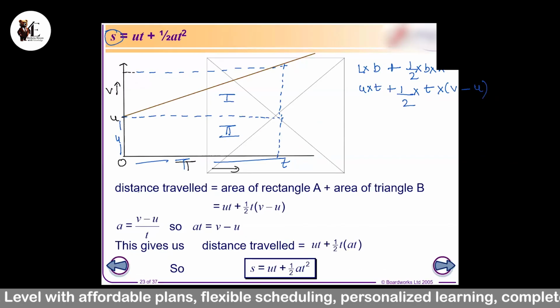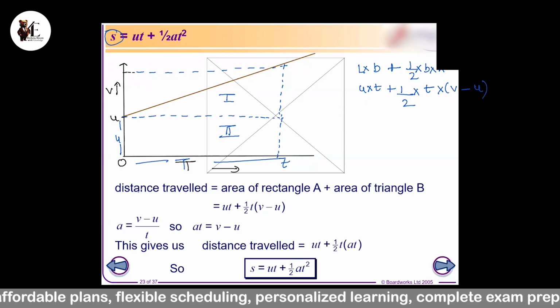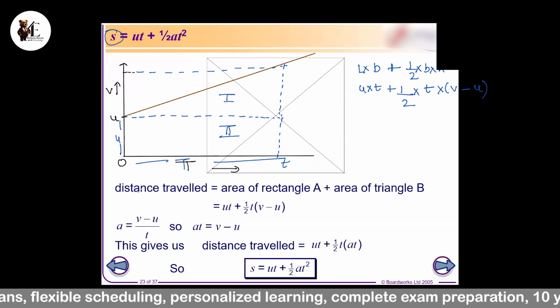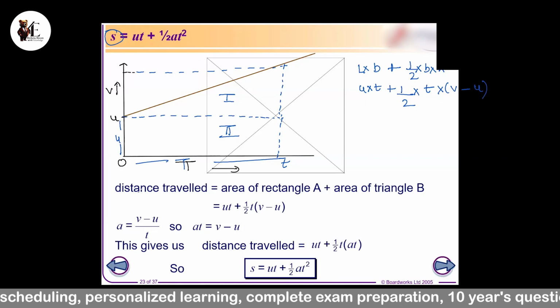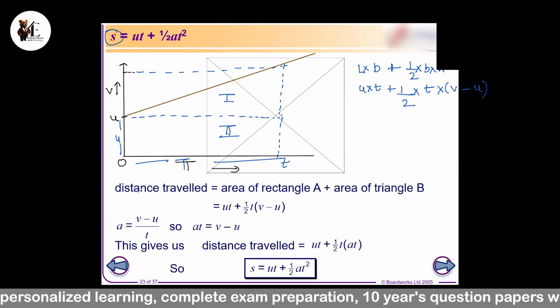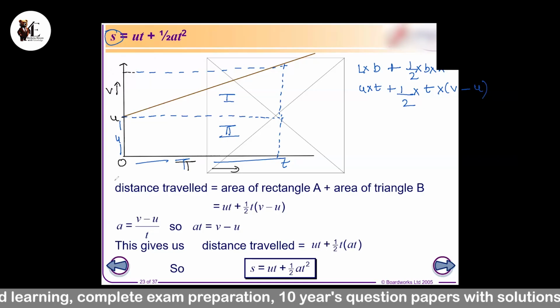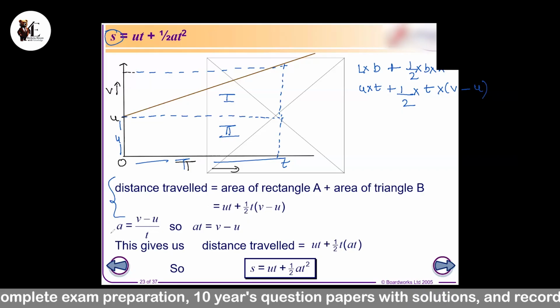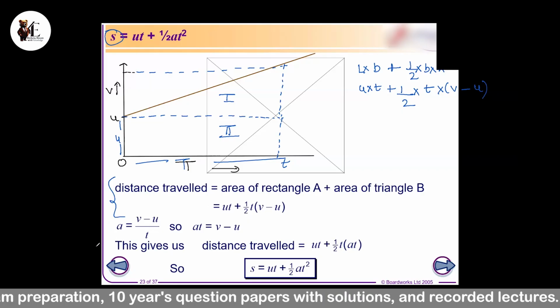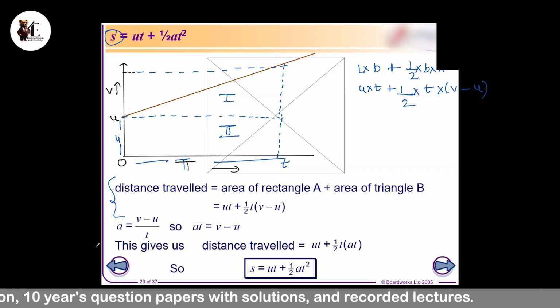Clear till here or not? They are clear, ma'am. Okay, that's great. Till here we are good to go.